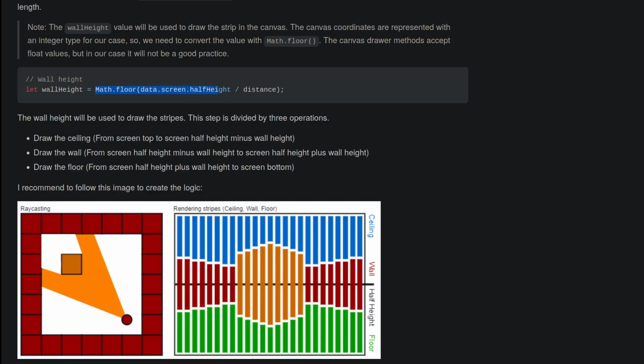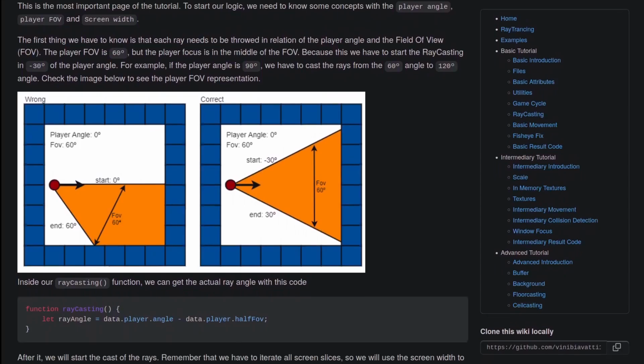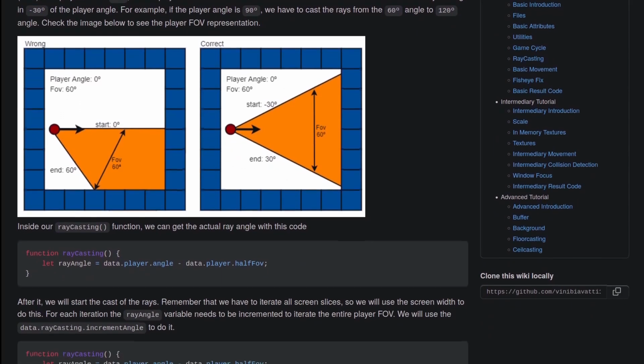The distance code now looks like this. Honestly, I still don't fully understand why this works, but hey, you can't argue with the results. Another notable problem is this fisheye effect. Again, a raycast tutorial to the rescue on this one.